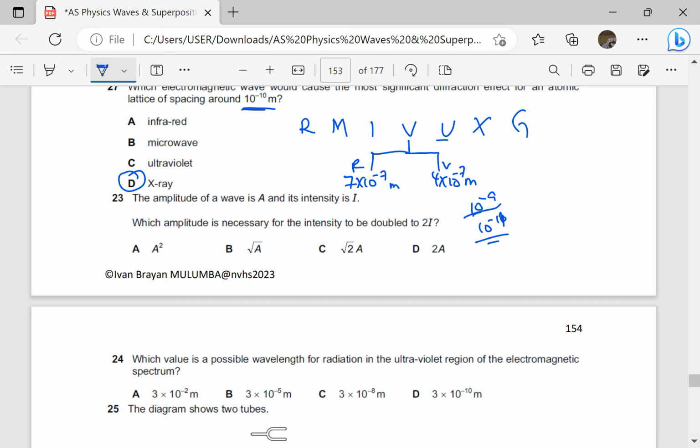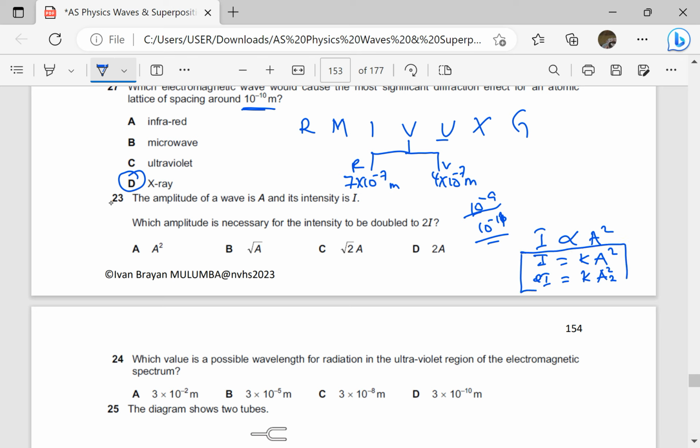The amplitude of a wave is A and its intensity is I. Which amplitude is necessary for the intensity to be doubled to 2I? We know from our theory that intensity is directly proportional to amplitude squared. So for the first case, when the intensity is I, this is going to be a constant times A squared. For the second case, the intensity is doubled, so this is going to be twice I equaling the same constant times the amplitude, which I will call A2, squared.